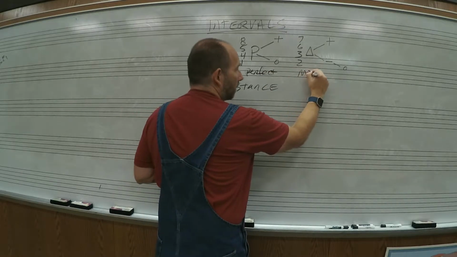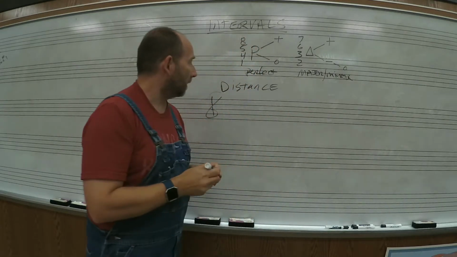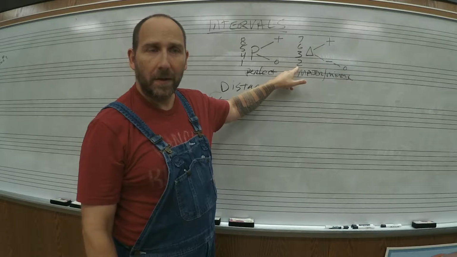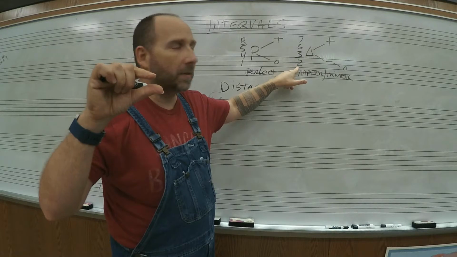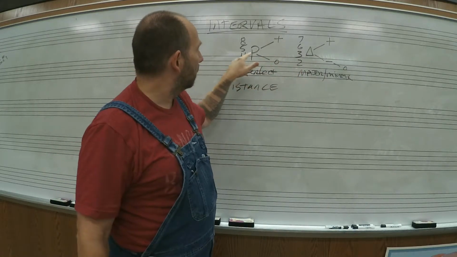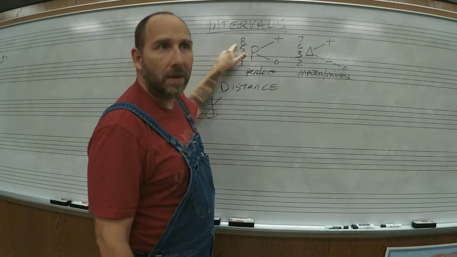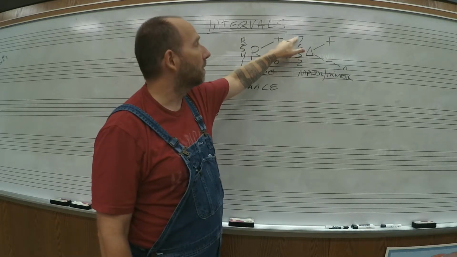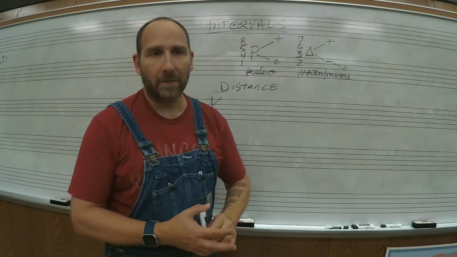Okay, from a C to a D is a major second, because D is in the C major scale. From C to E is a major third. From C to F is a perfect fourth. From C to G is a perfect fifth. From C to A is a major sixth, C to B is a major seventh, and then C to C is a perfect octave.